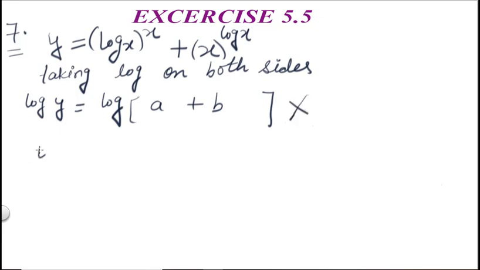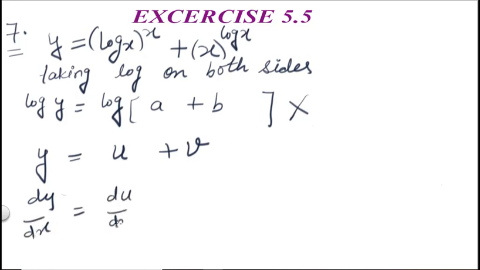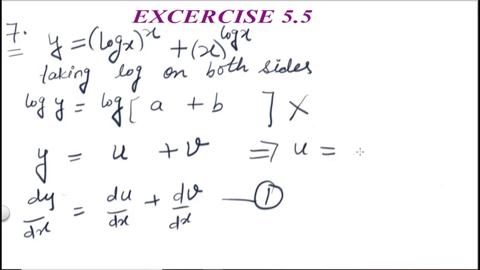The right method is to consider one function as u, another function as v. Now dy by dx will be calculated as du by dx plus dv by dx. Now we will separately calculate du by dx and dv by dx and put in our equation number 1. Let us do that. So here, what is u for us? Just to see, (log x) to the power x. And what is v for us? x to the power log x.